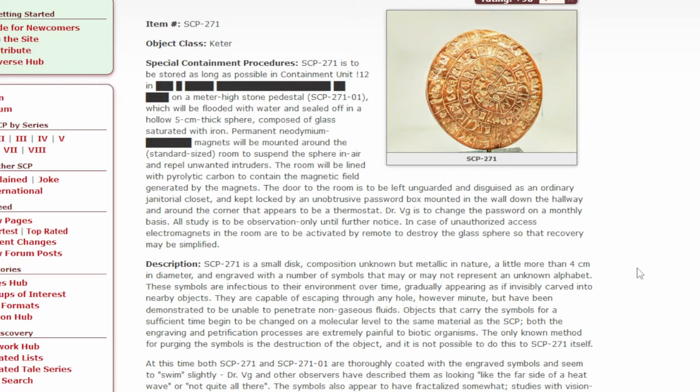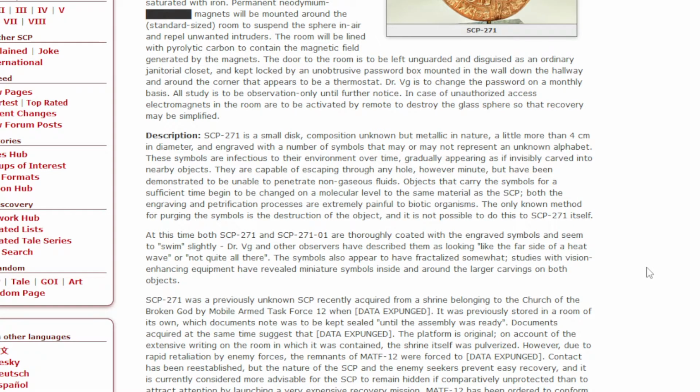It is a small disk. Composition is unknown but metallic in nature. It is little more than 4 centimeters in diameter. Jesus Christ. Fuck Cloudflare. All my homies hate Cloudflare.